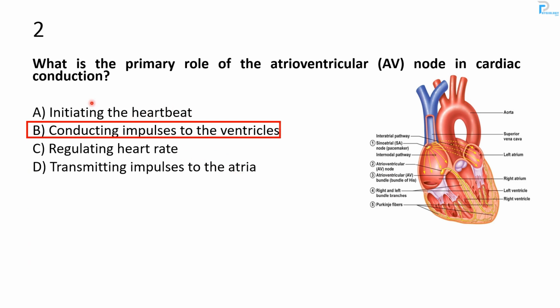Initiation of heartbeat, that is wrong because the SA node is the one that initiates the heartbeat. Regulation of heart rate, again, this will be the function of the SA node, because the rate of the heart depends on how many impulses are generated from the SA node. So the role in regulation will be the SA node action potential. Transmit impulses to the atria, of course not, because it transmits the impulses from the atria to the ventricles.